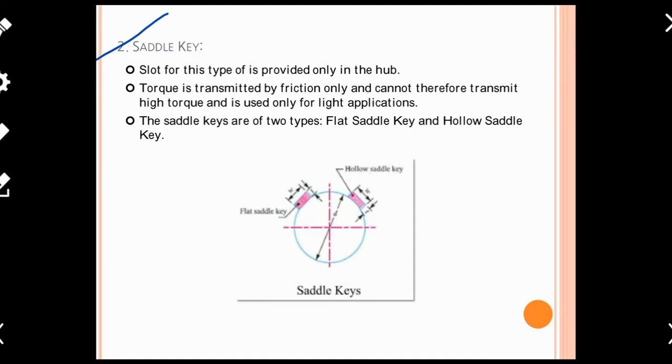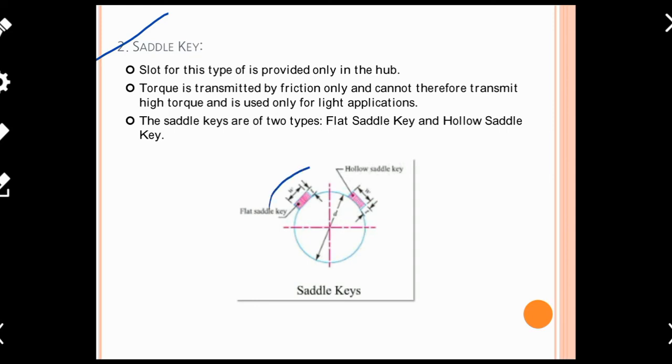One more thing that we should discuss here: the saddle key is the only key in which you will find such a type of connection. That means between the shaft and the bottom surface you will find a frictional grip, whereas between the hub and the top surface of the key there is a rigid contact, we can say. Furthermore, the saddle key is classified into two subcategories. One is the flat saddle key and the other is the hollow saddle key.